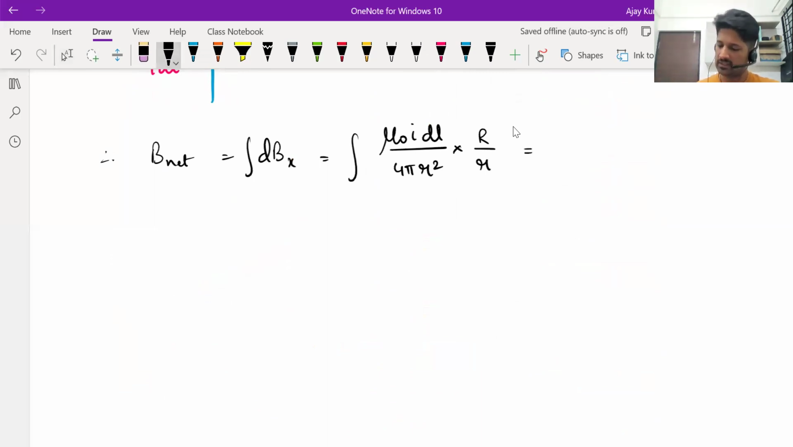Let's put all the constants aside now. The current is the same in every element. Capital R is the radius of the circular loop, which is a fixed value, 4 pi. Small r is the distance from any element to the point P, which is also the same. So small r cube. The only thing you need to integrate is dl.